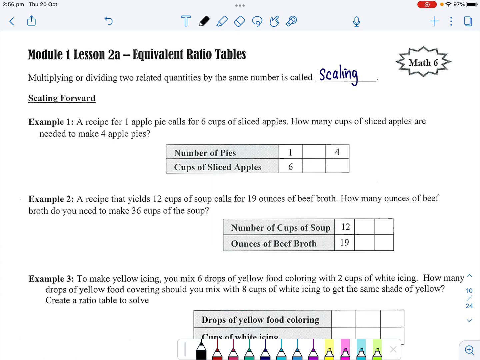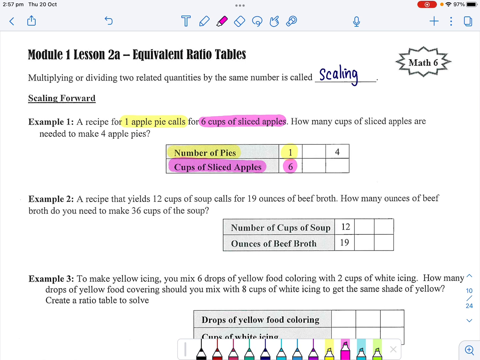So example 1 says a recipe for 1 apple pie calls for 6 cups of sliced apples. So here's one part of my ratio. Here's the other part of my ratio. Now, what you'll notice in these problems is it's not a part whole type situation. It's 1 apple pie, the whole calls for this much in the recipe, and we can compare those two numbers. So for every 1 apple pie I make, I need 6 cups of sliced apples. And you can see in the ratio table, we've created one for you. We went in order, so the number of pies is on top, and you can see the 1 right here. And then the cups of sliced apples come second, and then here's the 6 on the bottom.